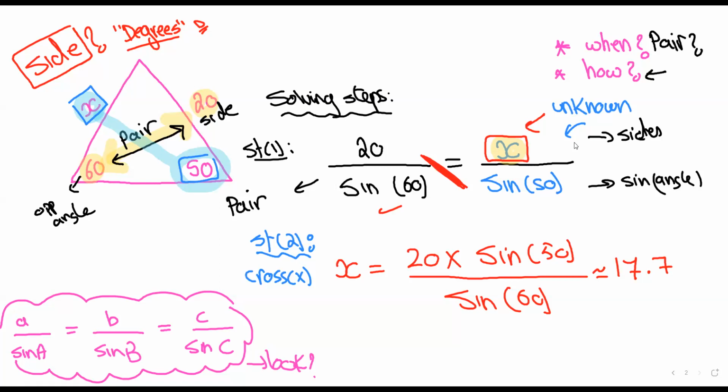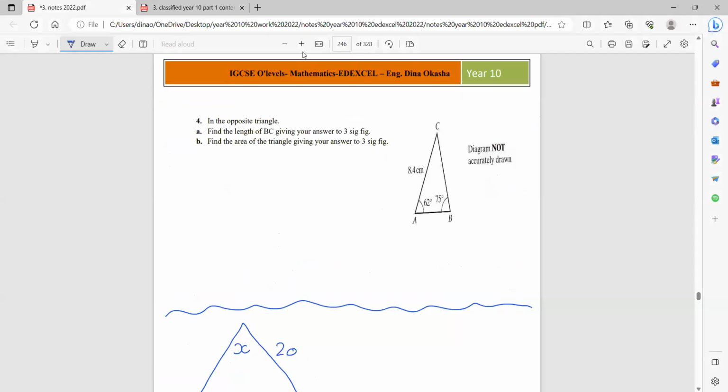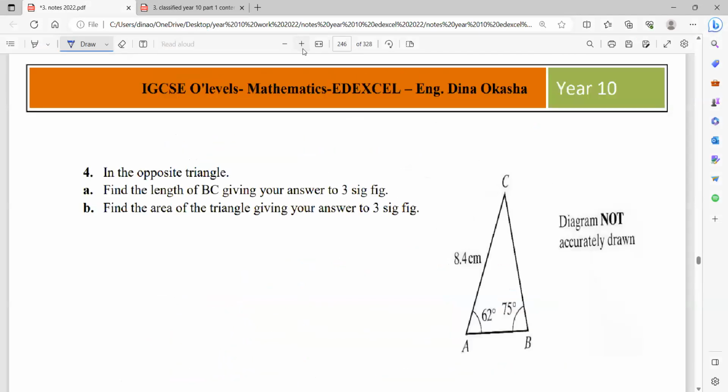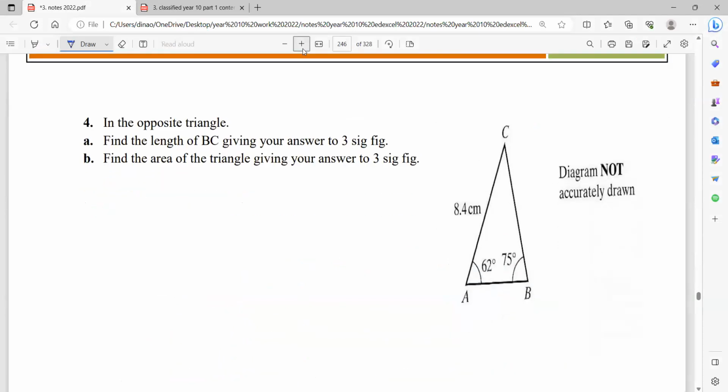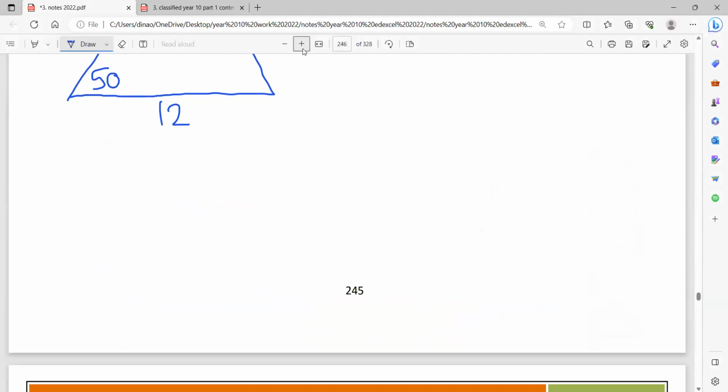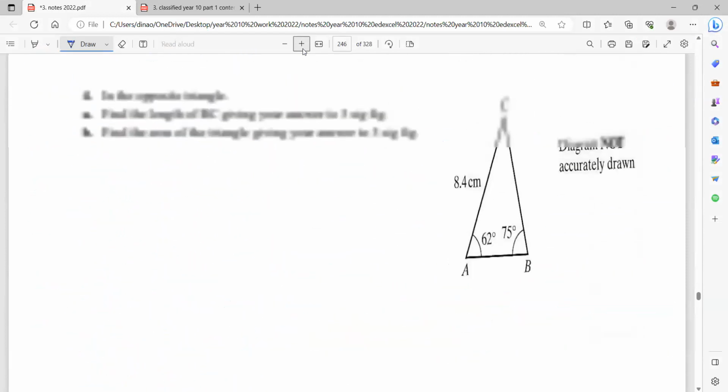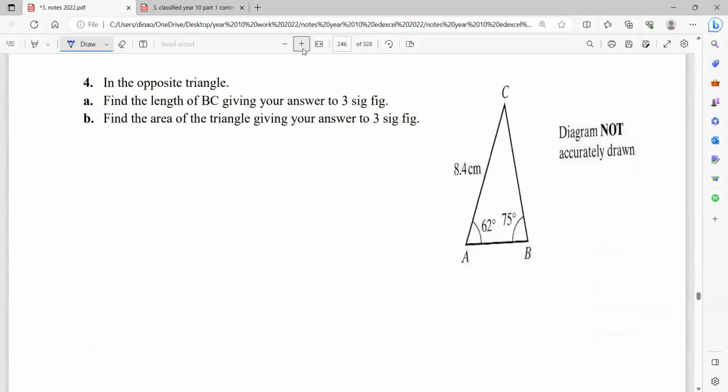Now, if you are using my notes, you can open it to page number 245. The page is displayed on the screen. And let's solve this question together, which is question number 8.